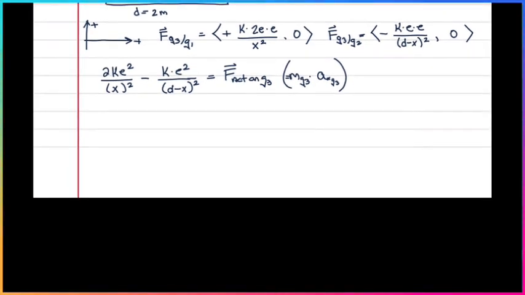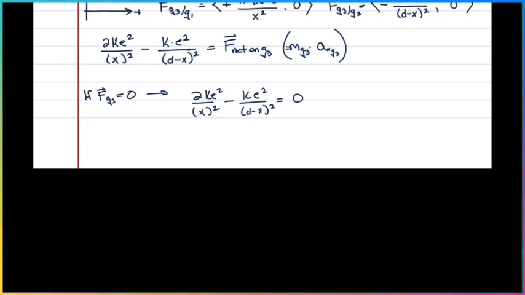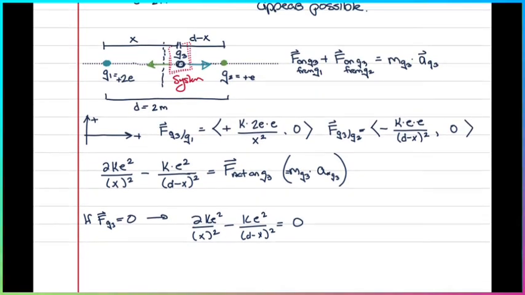Now, if the net force on q3 is 0, then that implies 2k e squared over x squared minus k e squared over (d minus x) squared equals 0. And now we just have to do some algebra. Actually, I can make a new page because I can't do it in this margin. Let me copy this last line.